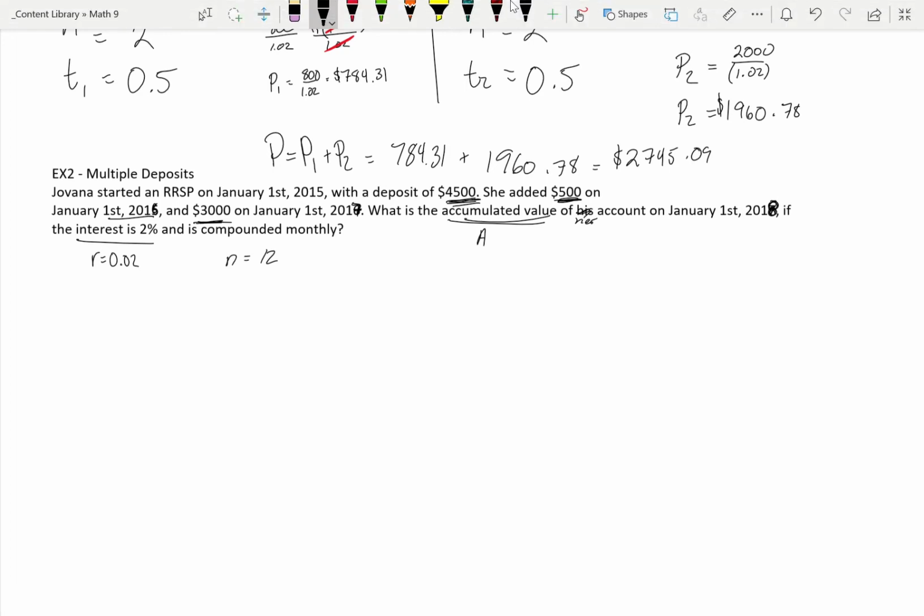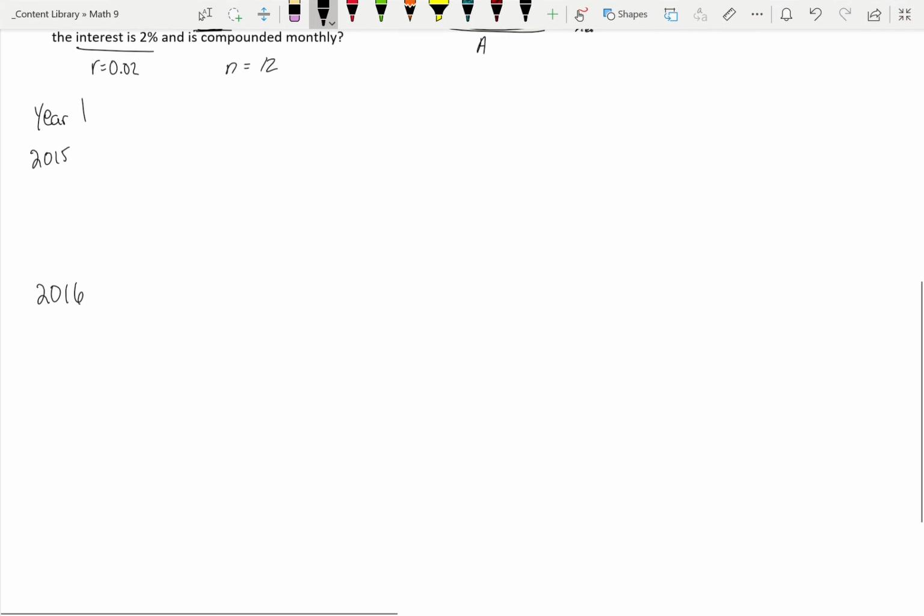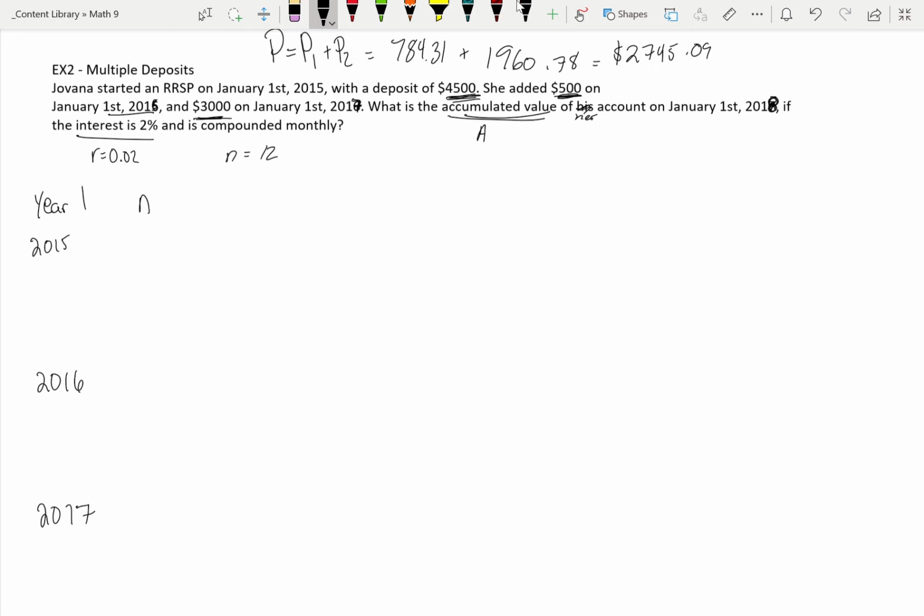So the way I'm going to set this up is year 1, so then I have 2015, I have 2016, and then 2017. So for here, I have A1 is equal to, I don't know, I'm trying to figure it out. P1 is equal to, well, she starts with a deposit of 4,500. R is equal to 0.02. N is equal to 12. And then T, I'm only going to go 1 year, because I'm going to go from 2015 to 2016. So it's going to be 1 year.